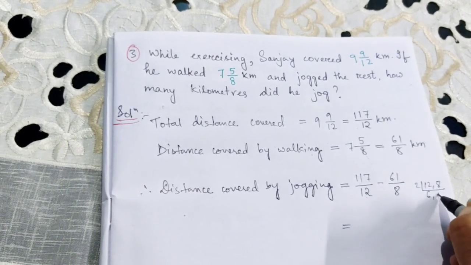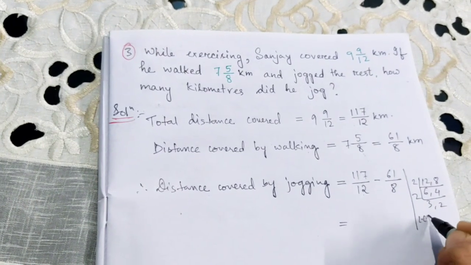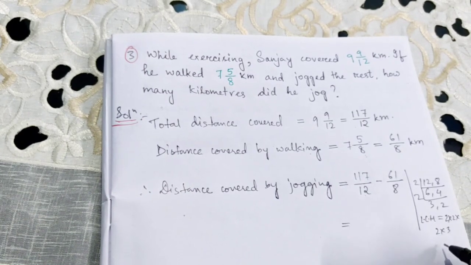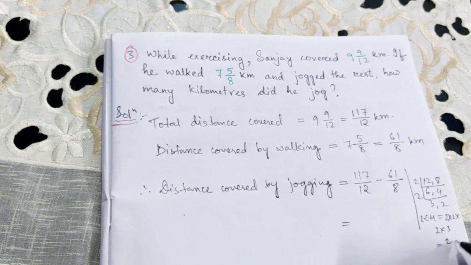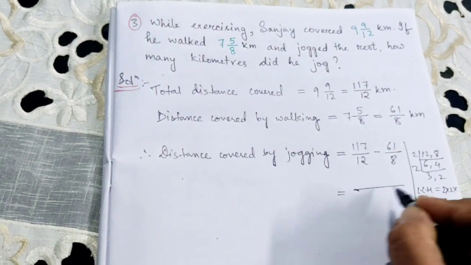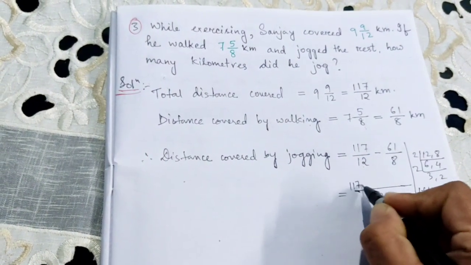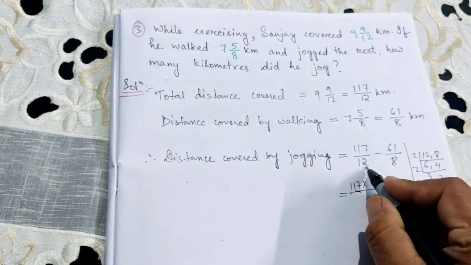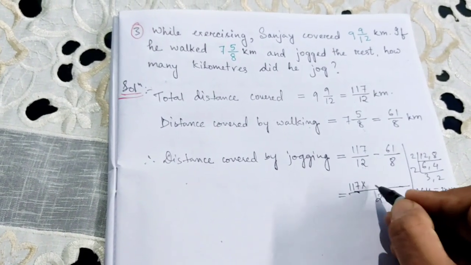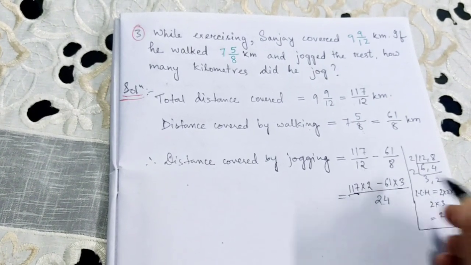2 6s are 12, 2 4s are 8, 2 3s are 6, 2 2s are 4. So you will get LCM is equal to 2 into 2 into 2 into 3. That means 2 2s are 4, 4 2s are 8, 8 3s are 24. So the LCM is 24. Next, 24 LCM you will write. Now you will write the numerator first, then divide this denominator with the LCM. So 12 2s are 24, 2. Then again, 8 3s are 24, so 3.